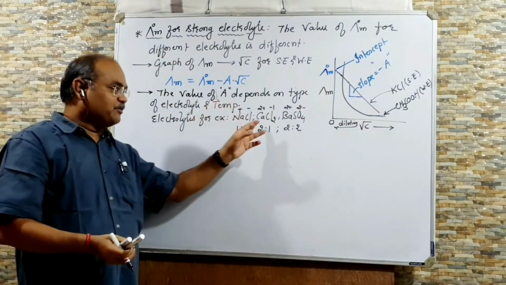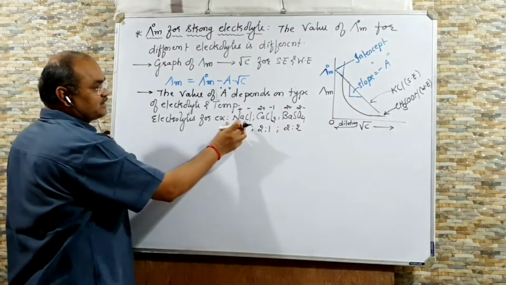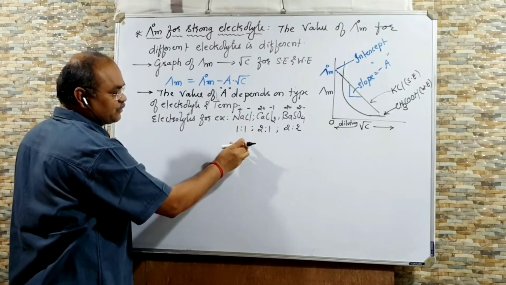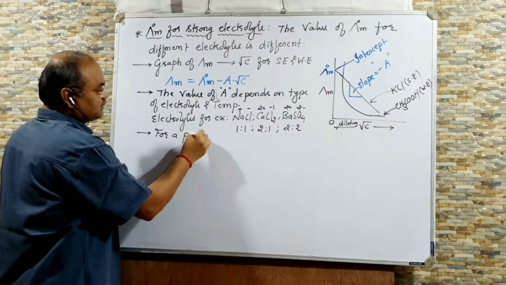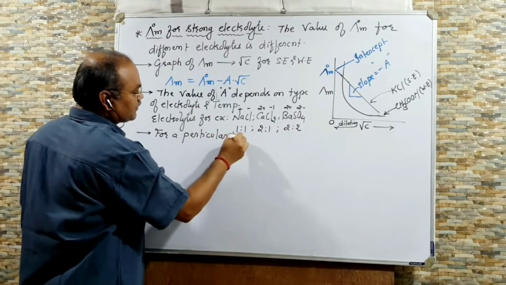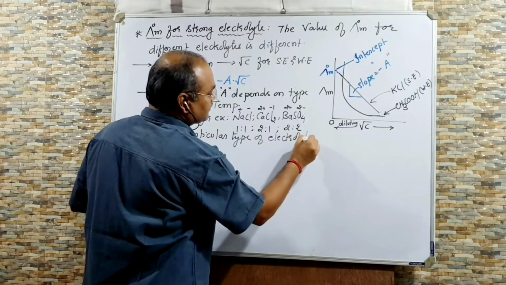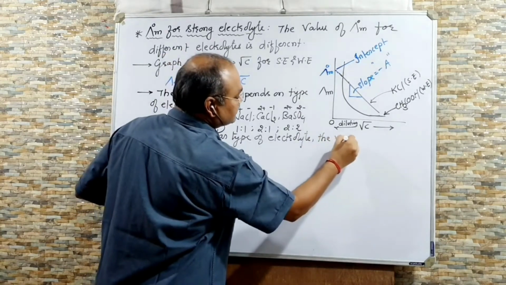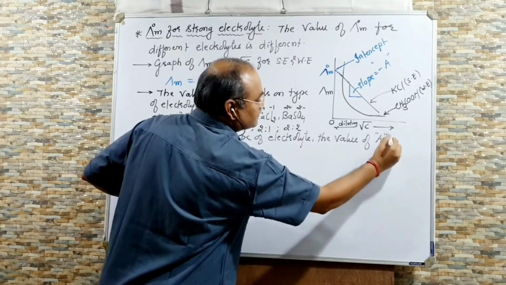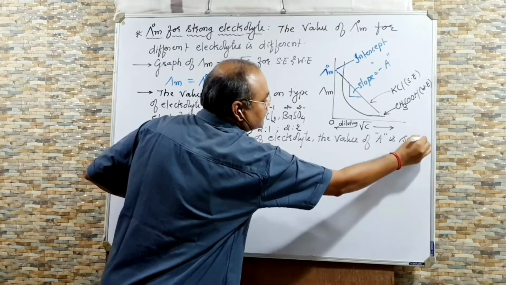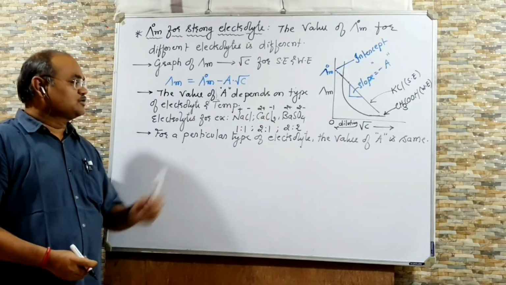So for a particular type of electrolyte, the value of A will be same. Means if I take the value of A for NaCl and value of A for KCl, it will be same, right? So for a particular type of electrolyte, the value of A is same. If you check different electrolyte, it will be different. So this is the important point.